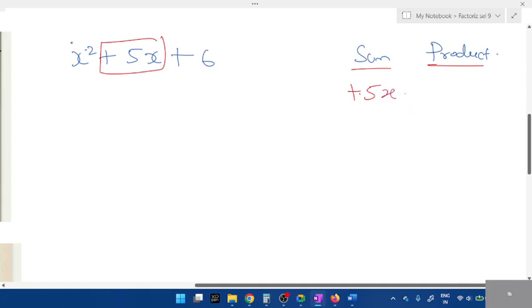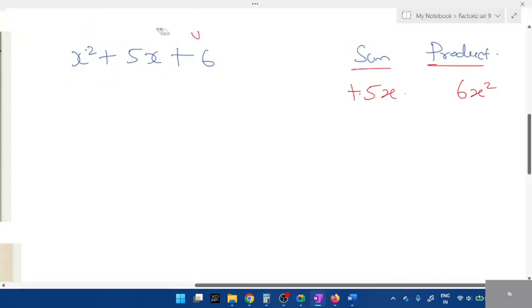For product, before this x square, is there any number? No. So you consider it as 1, students. Multiply the first and the last term. Product means multiplication. 1 into 6, what is 1 into 6? 6x square. This is the first step.